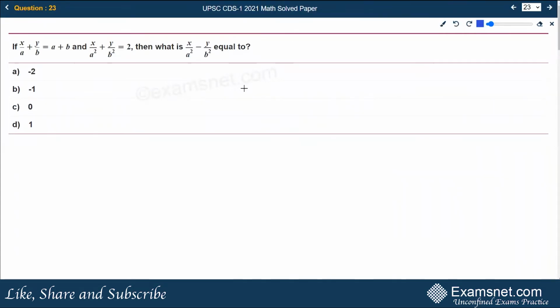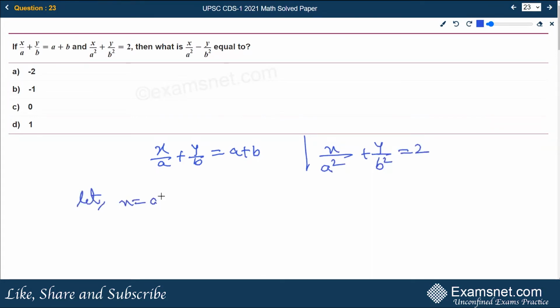In question number 23, we are given: if x by a plus y by b equals a plus b, and x by a square plus y by b square equals 2, then what is x by a square minus y by b square equal to? Look, here we are given two equations, right? So how can we proceed with the solution? We can assume the values for x and y as: let x equal a square and y equal b square.